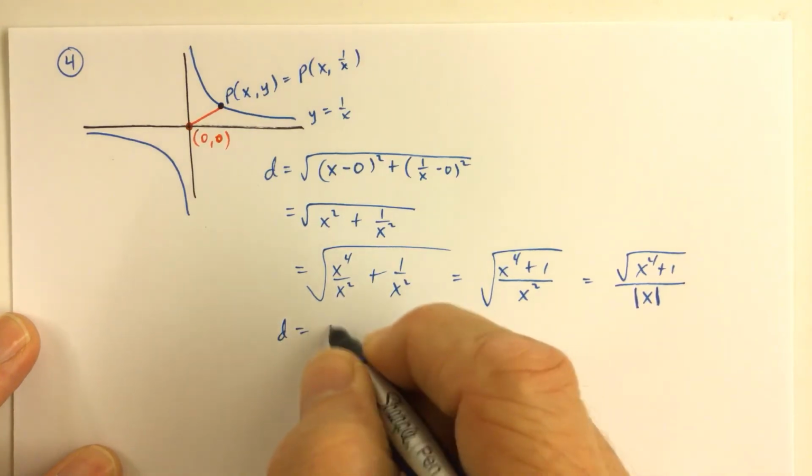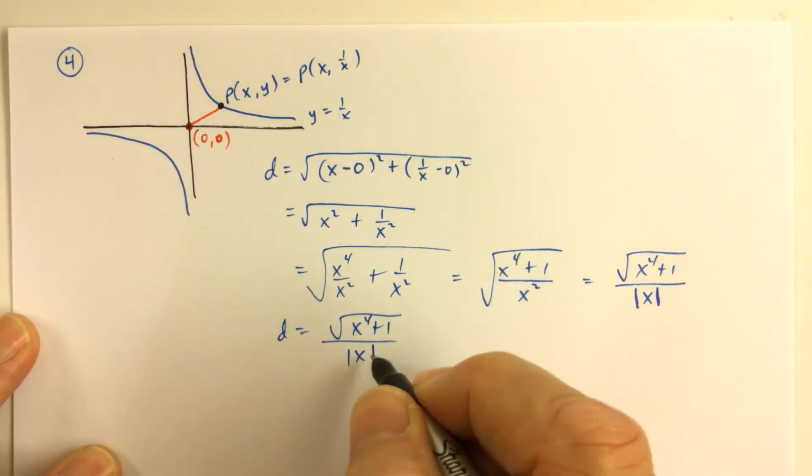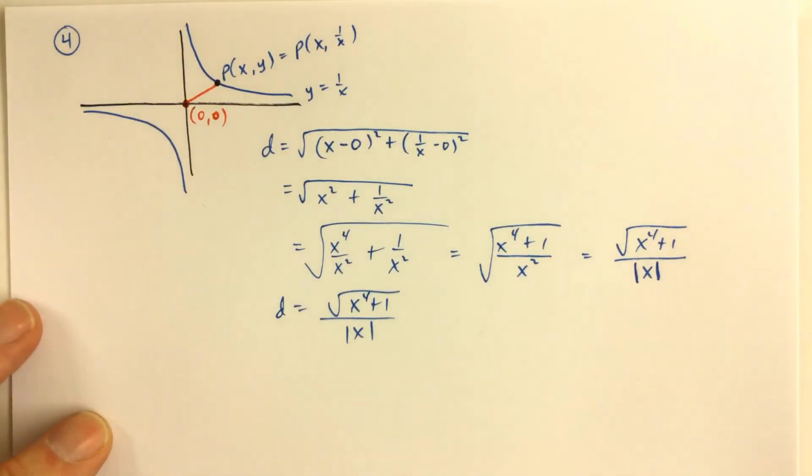So distance equals the square root of x to the 4th plus 1 all over the absolute value of x. All right, so that's part A.